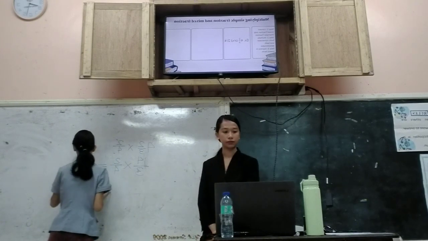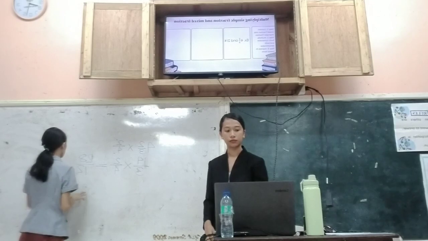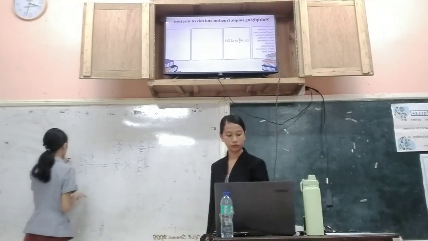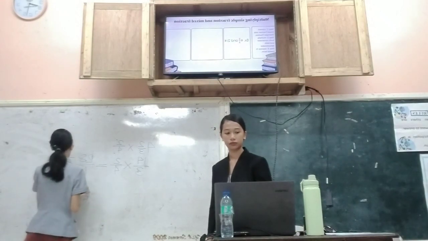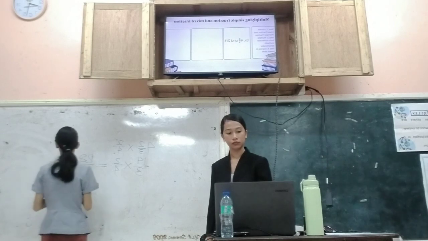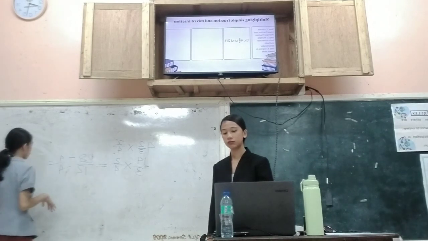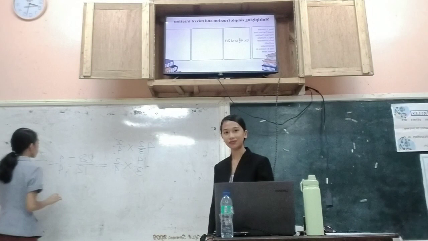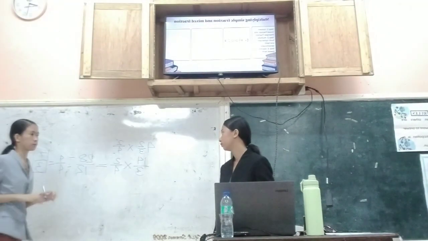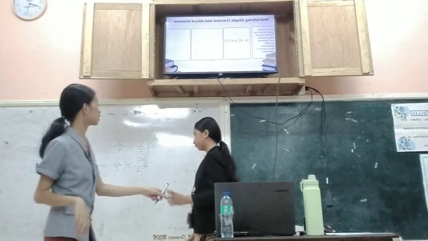Twelve. We can divide it by 6. No, it's not 4. 4 divided by 4 over 4. 4 is 12, 16, 3. Is it correct, teacher?